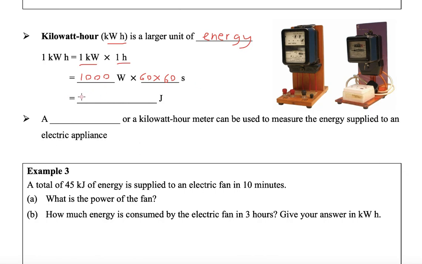and then we just multiply it, which becomes a very large value, a huge value, 3,600,000, which is actually 3.6 megajoule. So it's a huge value, but if you use this kilowatt hour, then you don't need to write down a lot of 0s here, and it may confuse you.